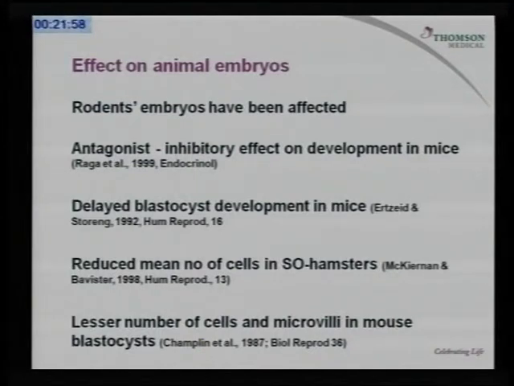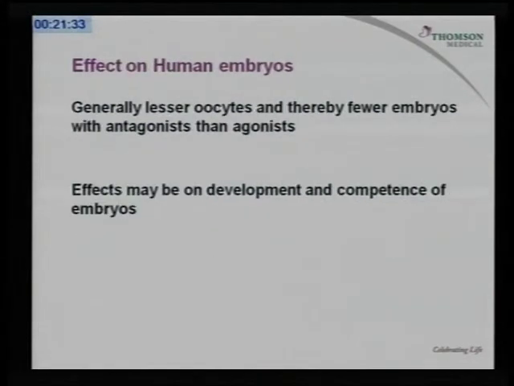Let us see first what happened in animal embryos. Rodent embryos have been affected. There is an inhibitory effect on the development of mouse embryos, and blastocyst development has been delayed in mice. There is also a reduced mean number of cells in superovulated hamsters, and a lesser number of cells and microvilli on mouse blastocysts. That will cause a problem in implantation.